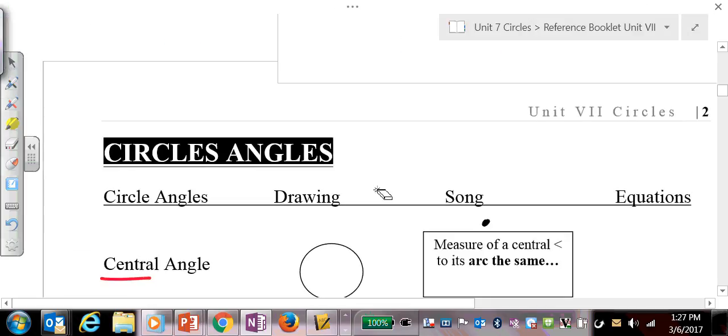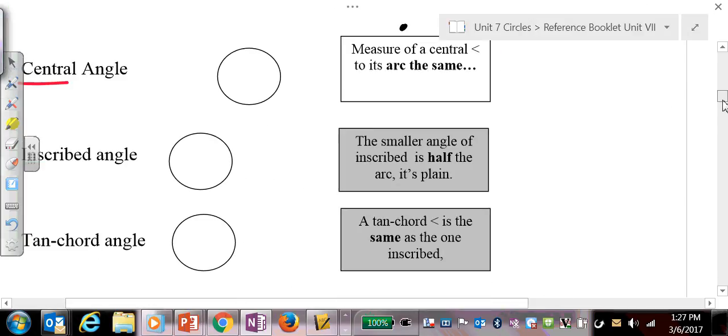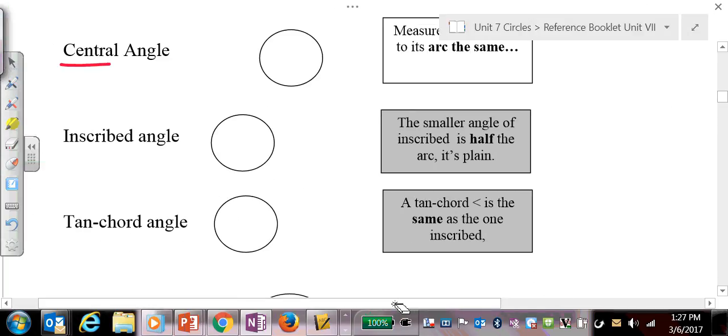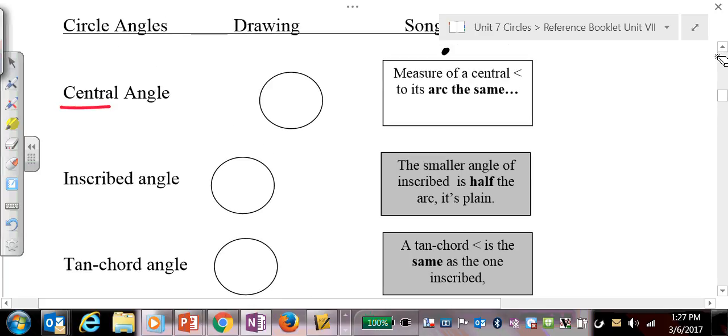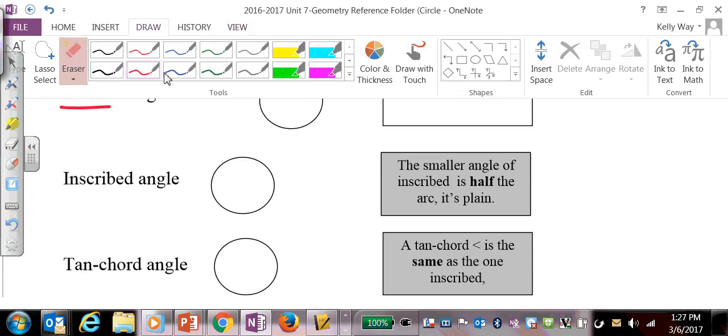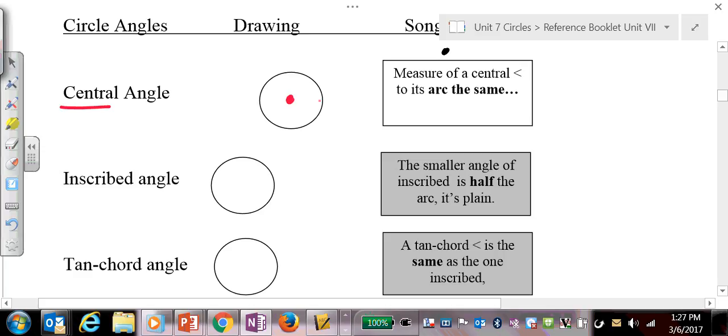Central, center. Say those two words. Central, center. Say it again. Central, center. A central angle makes a center. Okay, ready? That's the center. So this is called a central angle. Think pizza slice or pie slice.